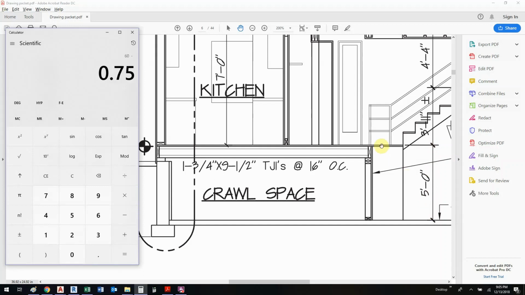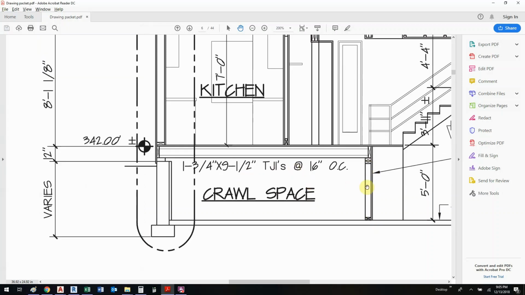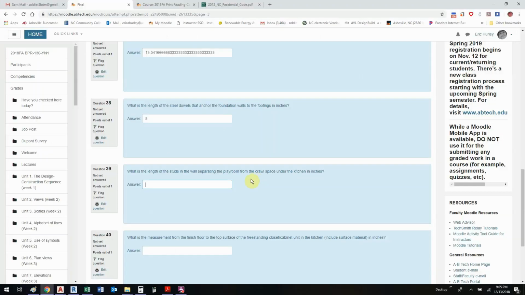0.75 for the flooring, the subflooring. I'm going to subtract 9.5 for the TJIs. And then I have 1.5, 1.5, 1.5 is 4.5. Subtract 4.5 inches, and I have 45.25 inches that this is going to be cut. So I'm going to have to cut a whole bunch of these to make this wall here.